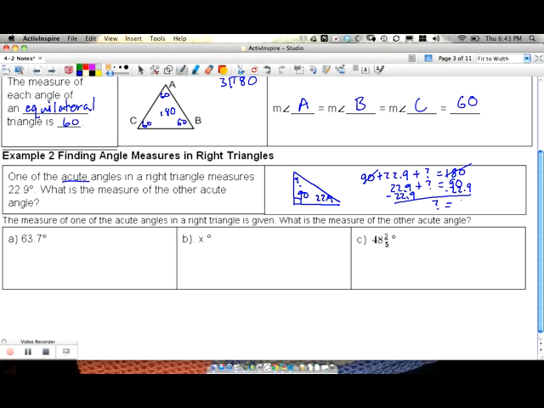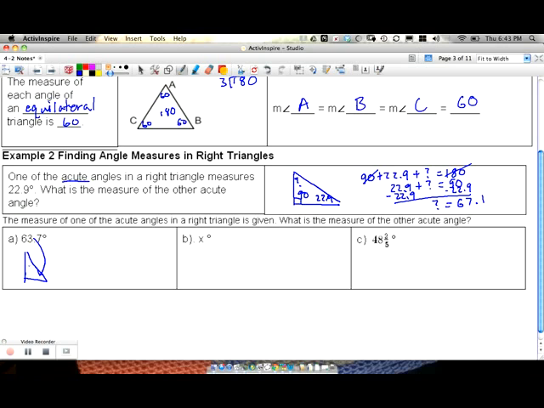Excellent. All right, let's do this same process again, but now with just some different angle measures. So for example, this one, 63.7 is one of the angles. Then we have 90 degrees. The question is what's the third one?